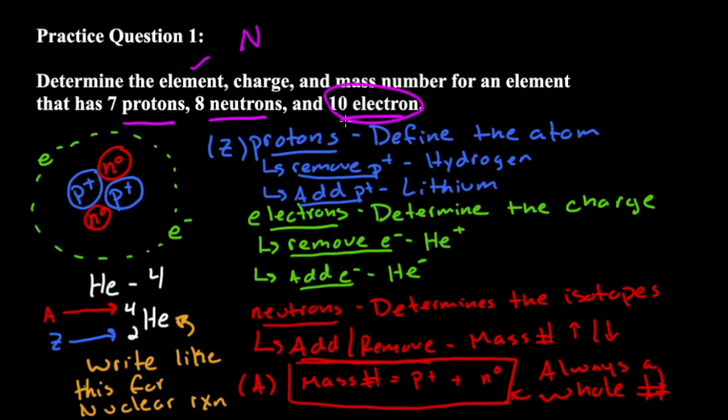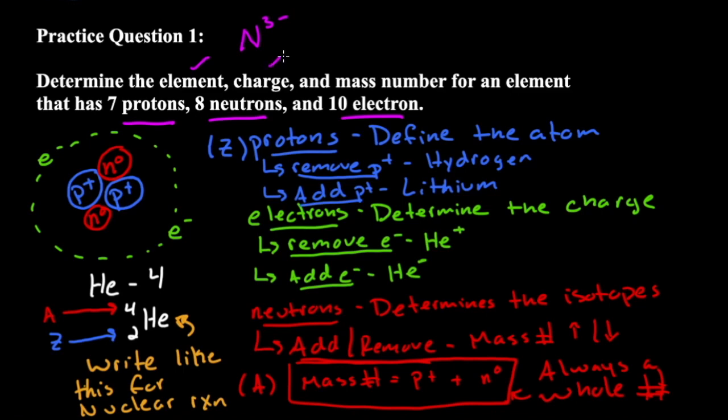And so I have more electrons than I do protons. So I know my charge has to be negative because electrons are negative. So when I subtract these two, I would get a -3. So the charge of nitrogen would be 3 negative, and you put that at the top like that.